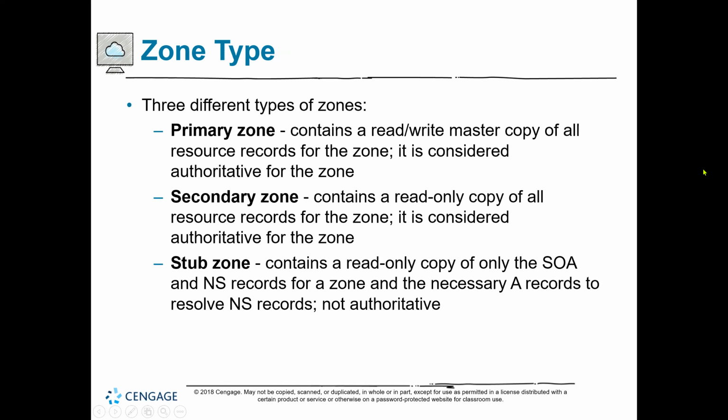There are 3 different types of zones. You have your primary, secondary, and stub zone. Primary zone contains a read-write master copy of all resource records for the zone, and it is considered authoritative for that particular zone. Secondary zone contains a read-only copy of all resource records for the zone and is considered authoritative for that zone. Then there's stub zone, which contains a read-only copy of only the SOA and NS records for a zone and the necessary A records to resolve the NS records. And a stub zone is not authoritative.